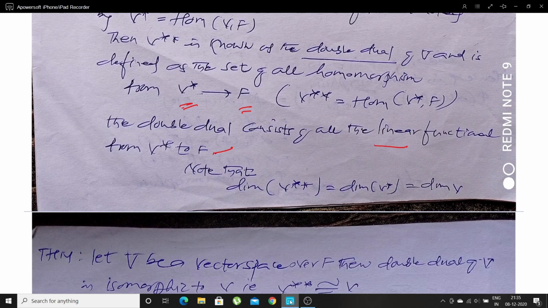The dimension of the double dual, that is V double star, is the same as the dimension of the dual space, that is V star, and it is the same as the dimension of the vector space. That means the dimension of the vector space is equal to the dimension of the dual space, denoted by V star, and this is the same as the dimension of the double dual, V double star.